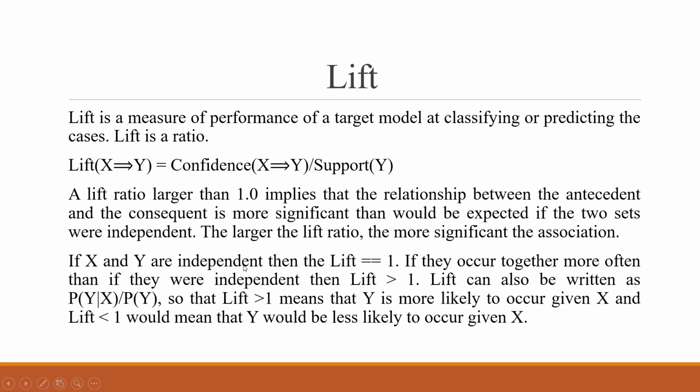If X and Y are independent, then lift is equal to 1. If they occur together more often than if they were independent, then lift will be greater than 1. So, if there is an association between the purchases of two products, it is desirable that lift should be more than 1. Lift can also be written as P of Y given X divided by P of Y. So lift greater than 1 means that Y is more likely to occur given X, and lift less than 1 would mean that Y would be less likely to occur given X.